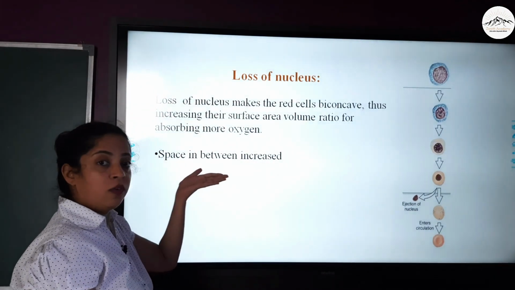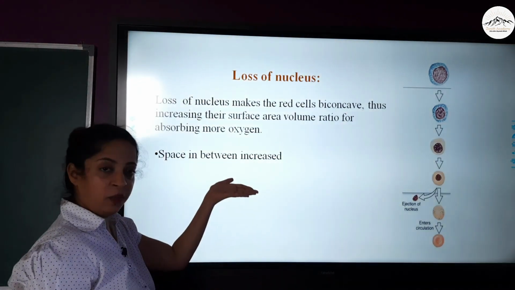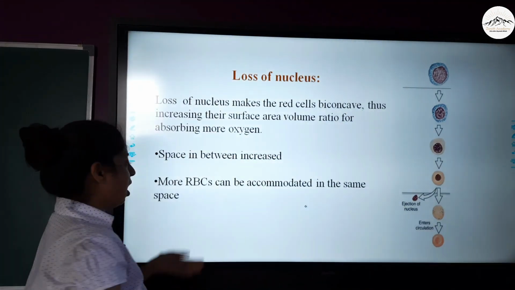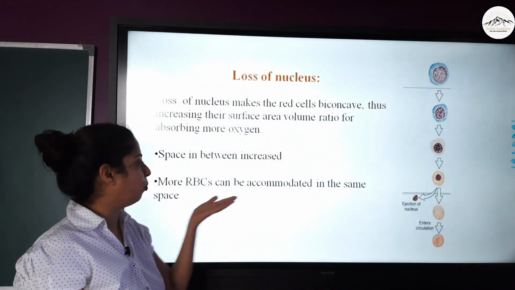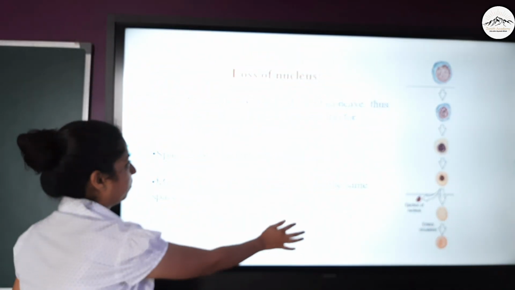Now also when you remove the nucleus, the space in between two RBCs increases and hence more RBCs can be accommodated in the same space.